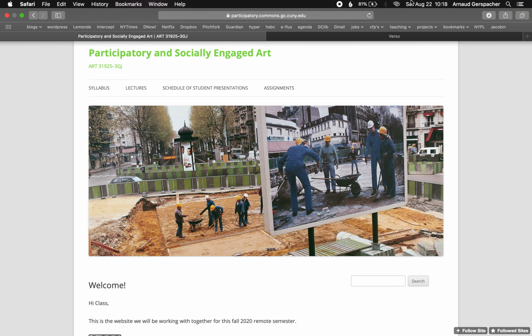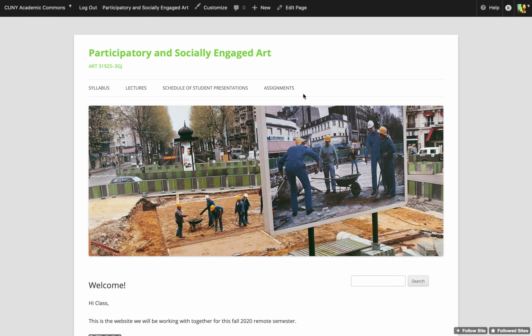So here we go. This is the website that I've made for the class. It's on CUNY Commons, CUNY Academic Commons. More on that in a second. And it's very straightforward, so it should be very user-friendly, which is great because you're going to be coming to this website quite often. So right now, you will have received the link in the email I gave you, which is how you're even hearing me here.